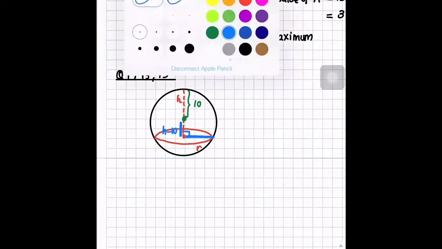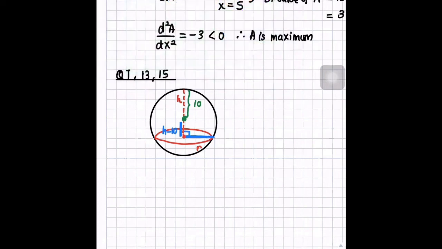Then you connect. You also realize that this point towards the circumference of the sphere is going to be the radius. This is also going to be the radius. That's all. I have a right angle triangle. I know the length of each of the sides. Then I can use Pythagoras theorem to solve it. By Pythagoras theorem, what can you write? (h minus 10) squared plus r squared is equal to 10 squared.